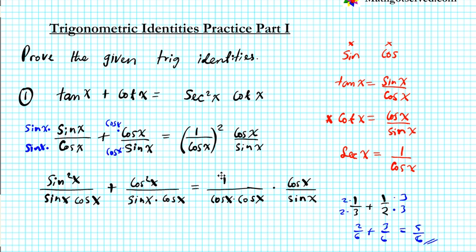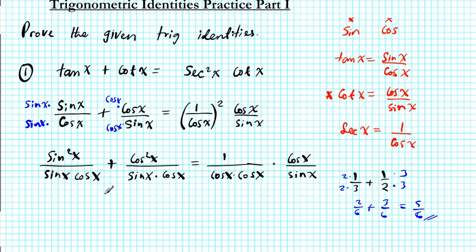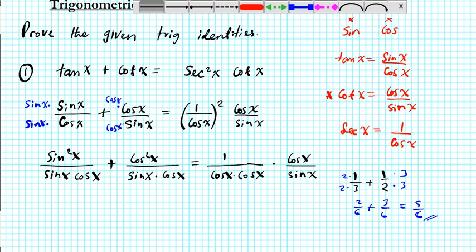Okay? We know 1 square is just 1, so we can have the 1 on top. But this one I can break it down like this. Now let's take a look at the left side again. These two fractions have the same denominator, so I can combine the numerators over the common denominator.